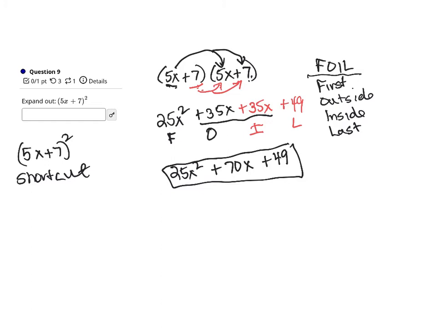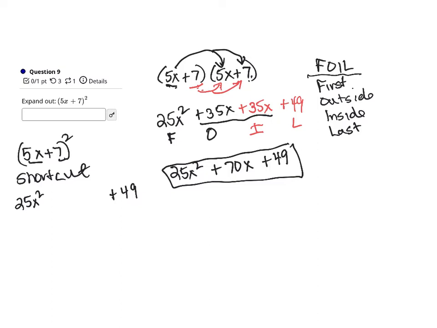So you square the first term. 5x times 5x is 25x squared. You square the last term. That's 49. 7 times 7 is 49. Now, the problem, some people stop there, but that's not right because we have that inside term, remember?